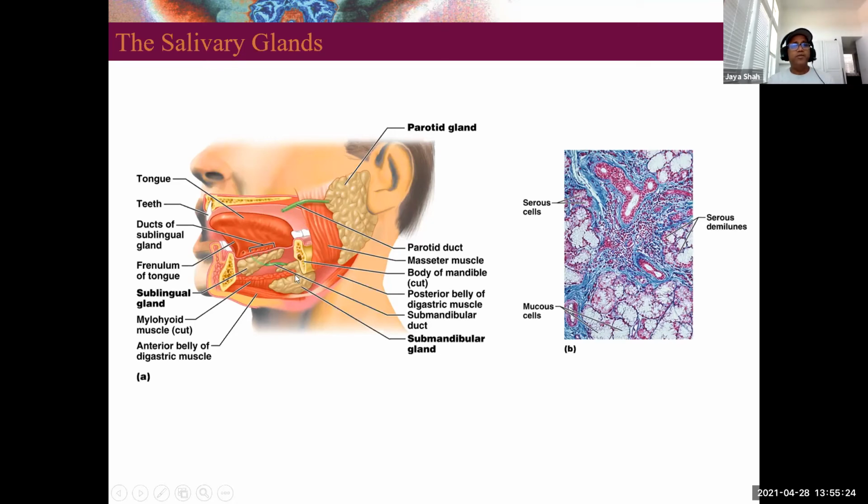Whereas the submandibular gland opens under your tongue into the duct. The sublingual glands, you see, have several, 8 to 12, ducts that open under the tongue, and they all produce saliva. This is the histology; we're going to talk about that later. So this is all about the first part of the digestive system.